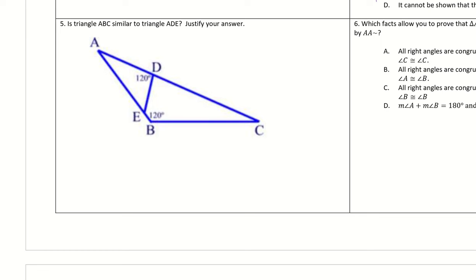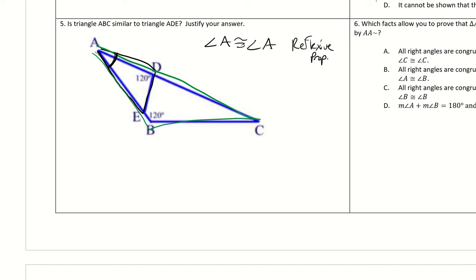And the way we would do that is, if you look at this ADE triangle, and then we compare that to this big triangle, ABC, notice that these two triangles actually share an angle, right? So they share this angle here, angle A. So we can say that angle A is congruent to itself by reflexive property. Remember, the reflexive property is where something is congruent to itself. It's used when a feature is shared amongst triangles. So they share this angle, and therefore it's congruent to itself.